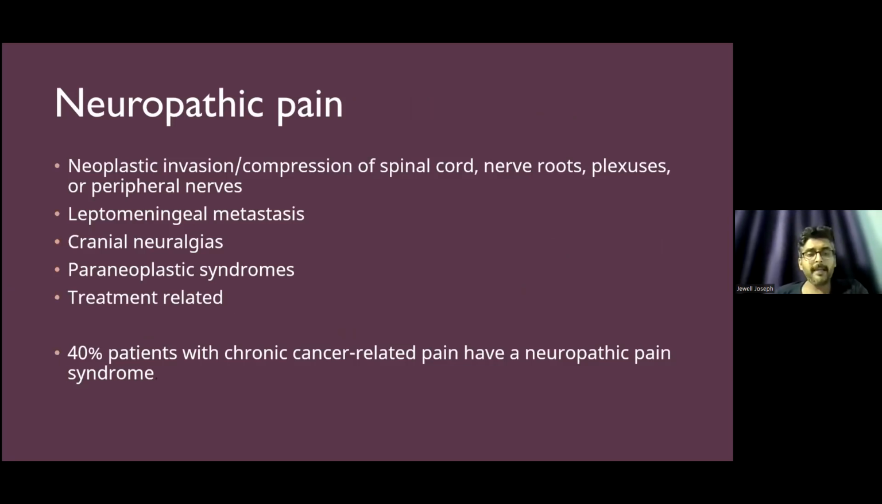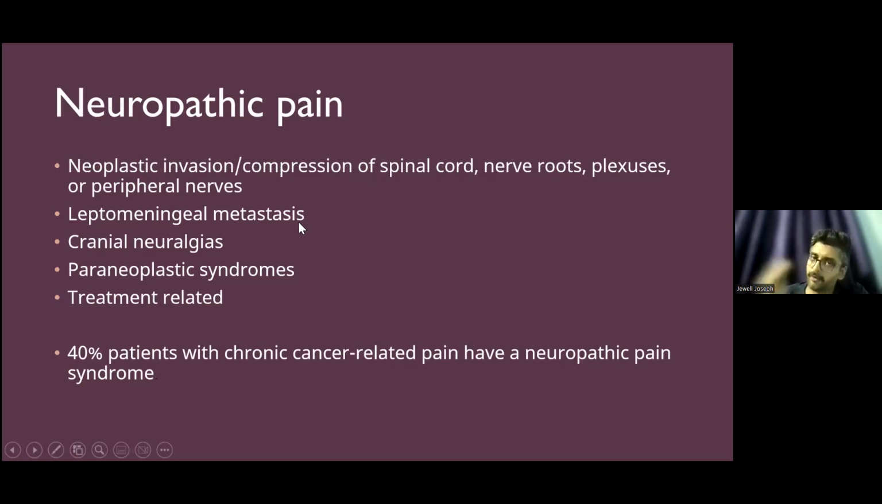So neuropathic pain is basically the pain which occurs when there is a neoplastic invasion or compression of spinal cord, nerve root, plexus or peripheral nerves. So these are the tumor related factors. So there can be leptomeningeal mets causing pain, cranial neuralgias, paraneoplastic syndrome. So all these are tumor related factors.